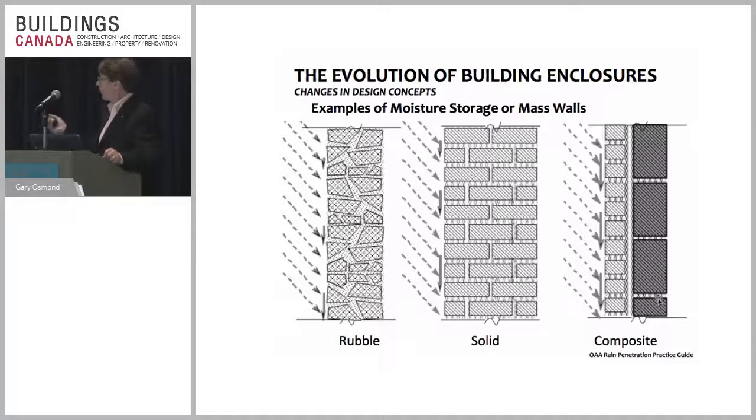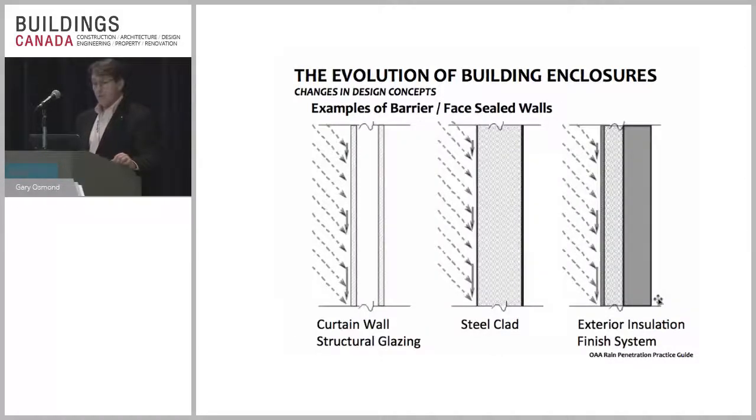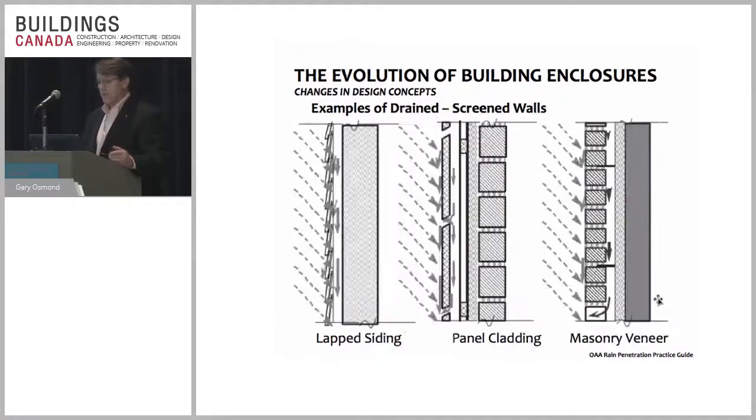So we have rubble walls, solid walls, or composite walls. Good examples. Barrier or face sealed walls are curtain wall structures, many around today. Steel clad walls, I call them refrigerator panels, stuck on the side of a building. Good concepts, have to be properly sealed. Exterior insulation is another good example of face sealed walls. Drained walls or screened, so the screening would be the outer layers here that take the abuse and basically stop some of the water from pushing its way through. We have lap siding, panel cladding, and then masonry veneer cavity wall type construction.